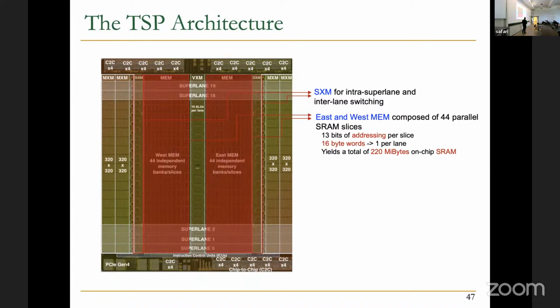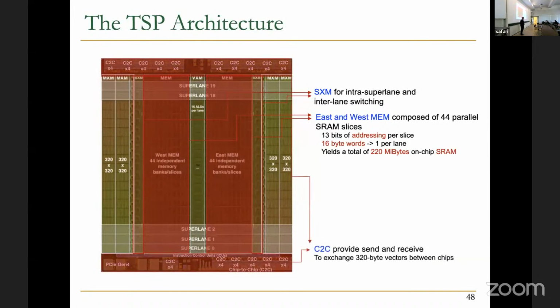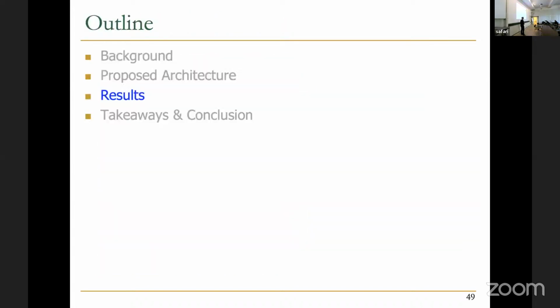They have 30 bits of addressing per slice, 16-byte words with 1 per lane. This yields a total of 220 megabytes of on-chip SRAM. And the C2C. This is providing send and receive in case you want to use multiple chips, or if the chip needs to output something, you can exchange 320-byte vectors with this one.